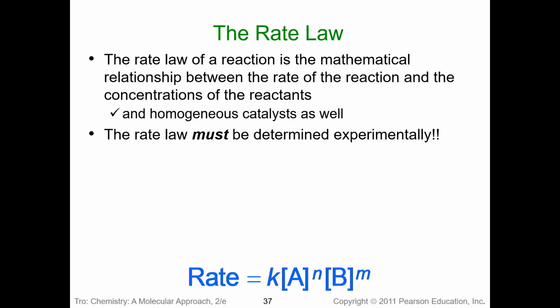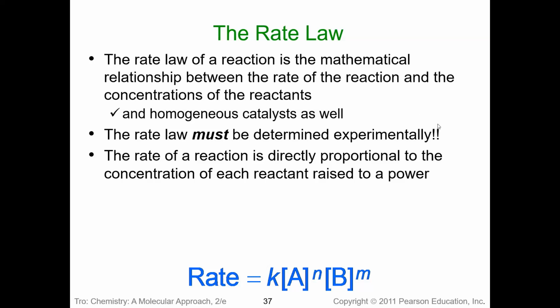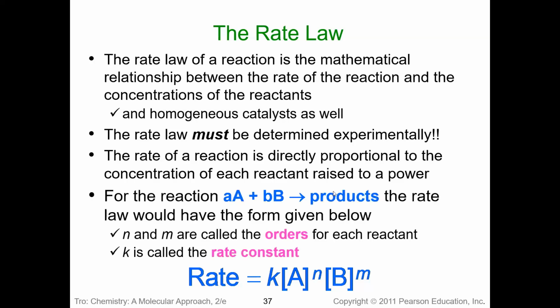Okay, I'm going to say this a few times today. You cannot determine the rate law based on the chemical reaction. It is determined experimentally, not based on the chemical reaction or the balanced chemical reaction. The rate of the reaction is directly proportional to the concentration of each reactant raised to a power. So the powers are called the orders. So this is raised to the order n, raised to the order m.